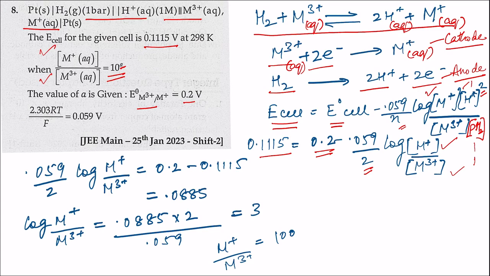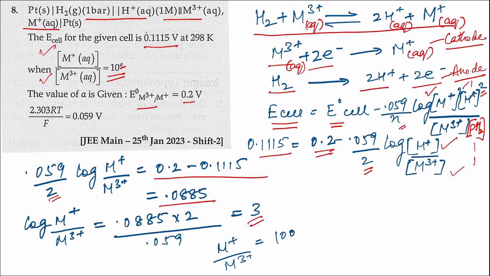Now rearranging this equation, 0.059 by 2 log M plus by M3 plus is equal to 0.2 minus 0.1115, that is E naught cell minus E cell, which is equal to 0.0885. So log M plus by M3 plus will be 0.0885. This 2 goes to the right hand side, so 0.0885 multiplied by 2 and divided by 0.059, which is equal to 3. So log of concentration of M plus to M3 plus ion is 3.